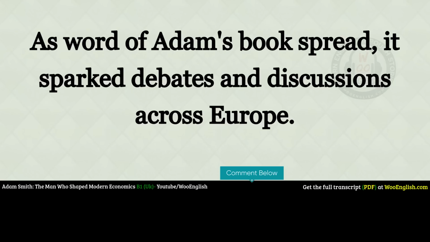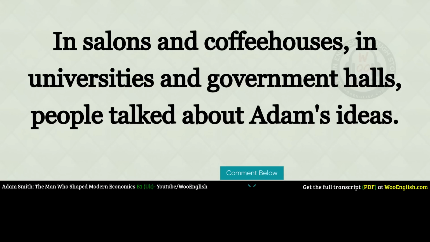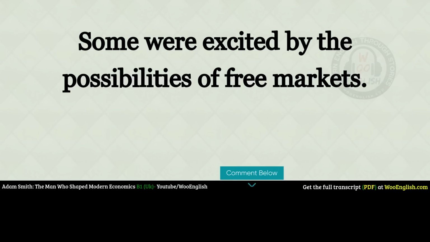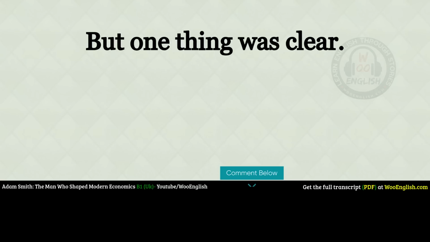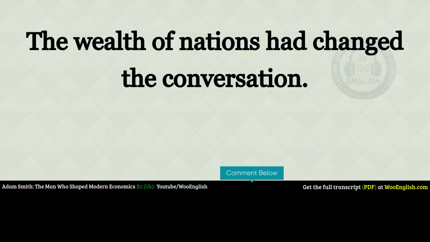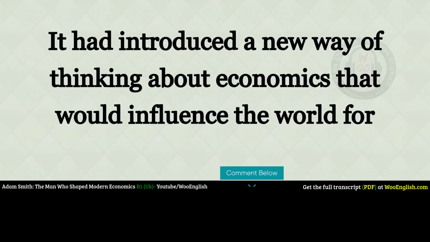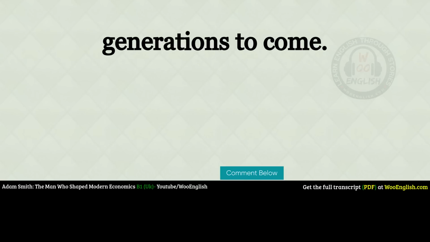As word of Adam's book spread, it sparked debates and discussions across Europe. In salons and coffee houses, in universities and government halls, people talked about Adam's ideas. Some were excited by the possibilities of free markets. Others were skeptical, unsure if such ideas could really work in practice. But one thing was clear. The Wealth of Nations had changed the conversation. It had introduced a new way of thinking about economics that would influence the world for generations to come.